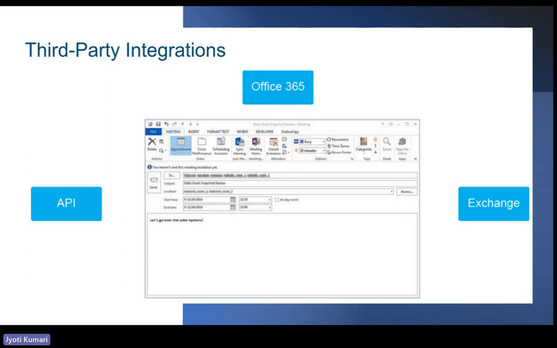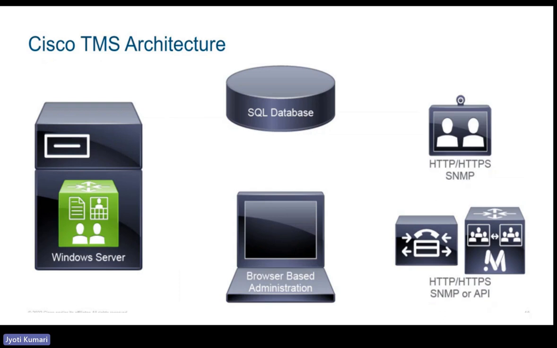Third-party integrations like Office 365, API, and Exchange server are supported. Now, suppose you want email integration; for that purpose, Exchange would be required. If you want calendar information, Office 365 would be required. Any additional configurations can be done through APIs as well.